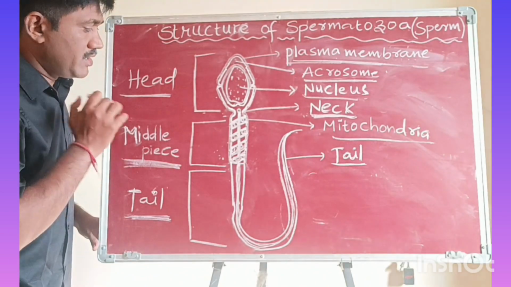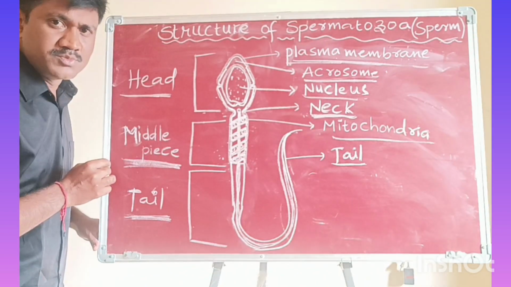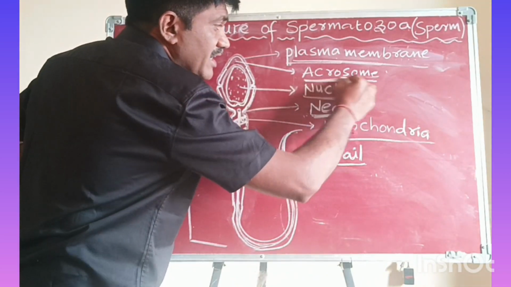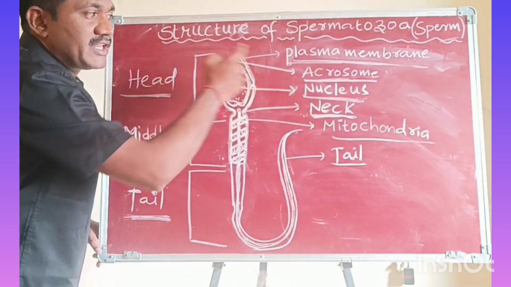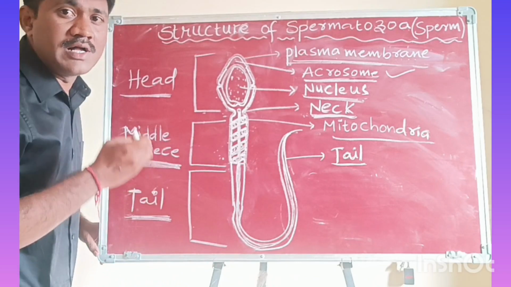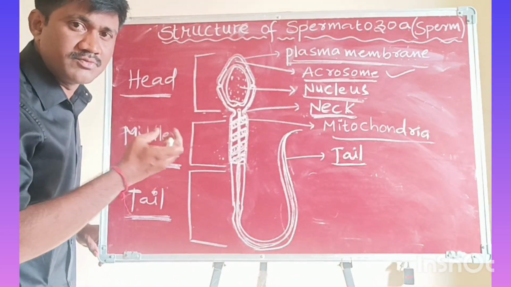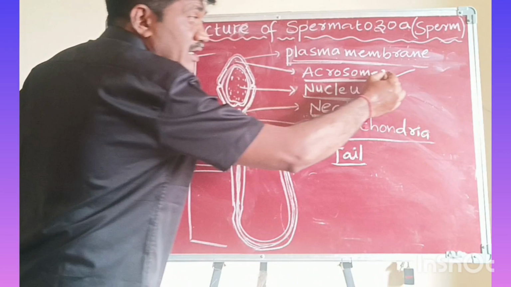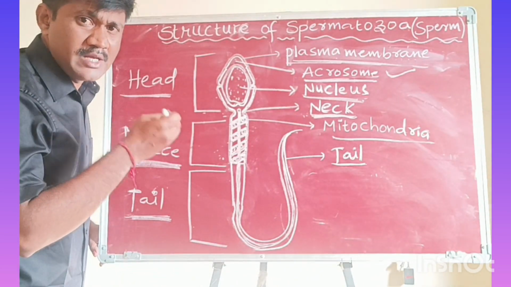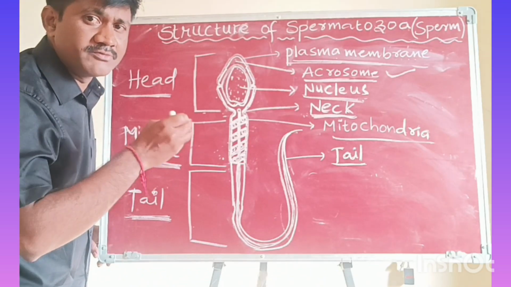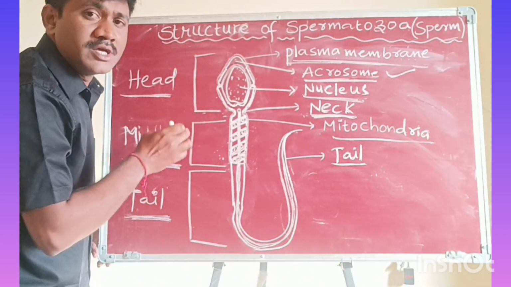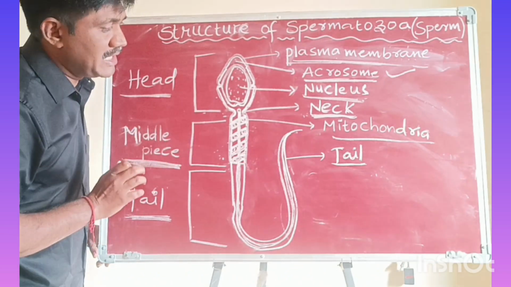If we observe the sperm cell, it is covered by one membrane, which is called the plasma membrane. The head region of the sperm cell is made up of two parts mainly: one is the nucleus and another is the acrosome. This acrosome is composed of Golgi complex, and it contains lytic enzymes. These enzymes help in the penetration process at the time of fertilization. So the acrosome helps the sperm cell to penetrate into the ovum at the time of fertilization.